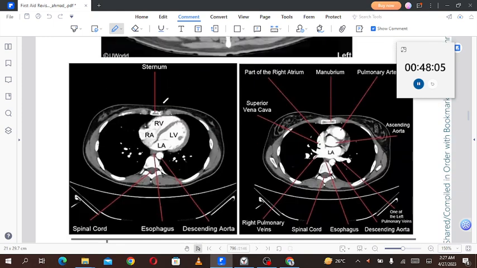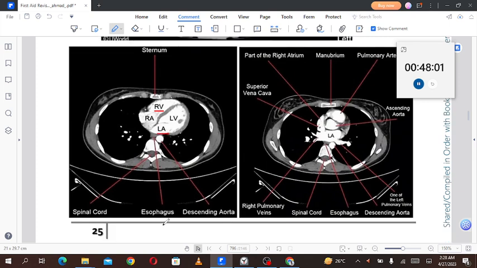Here you can see again, this is the sternum. The right ventricle is just adherent to the sternum. The left atrium is adherent to the esophagus. The right atrium is forming the right border of the heart, and the left ventricle is forming the left border of the heart. The spinal cord is over here, and then the descending aorta.